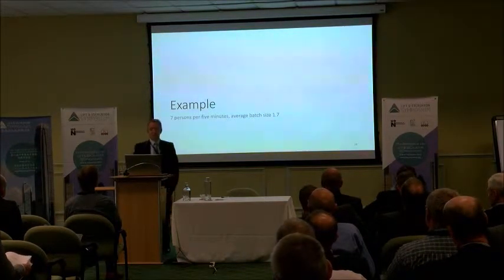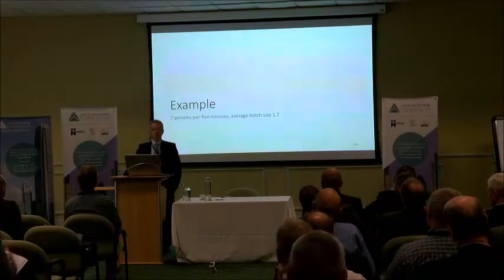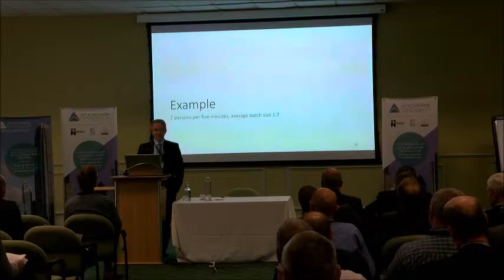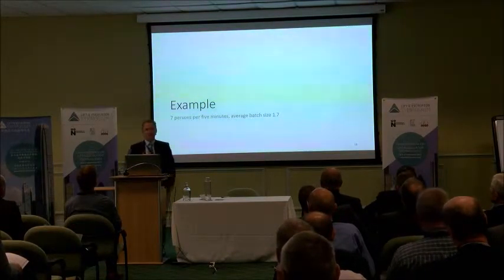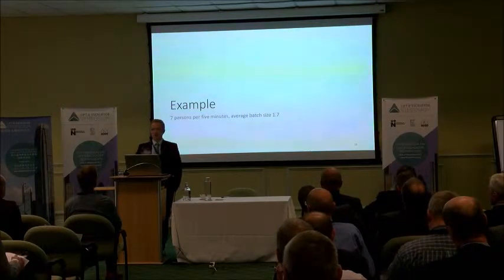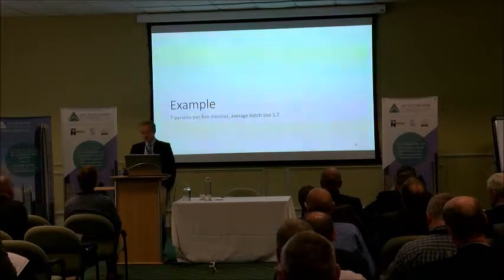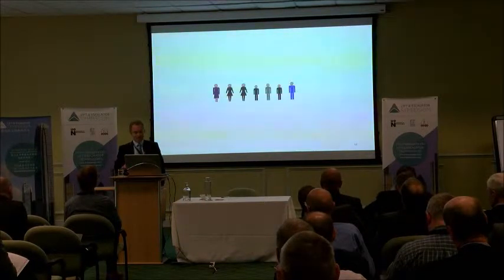So, an example, let's assume we've got 7 persons per 5 minutes. Our user has asked for 7 persons per 5 minutes, and in this instance, for simplicity, I've got a very large average batch size, so it's 1.7. So the average grouping of people is 1.7.